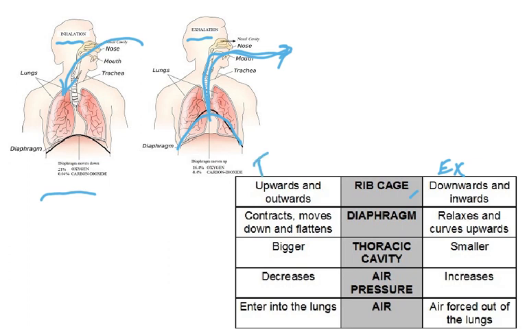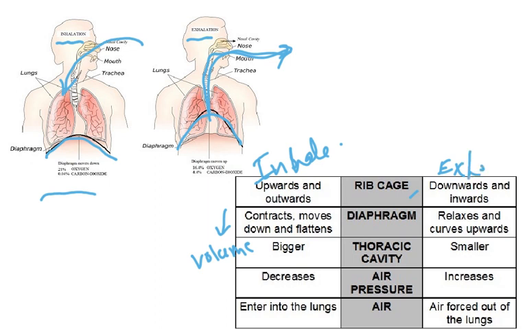And this is inhalation. So when you inhale, what is going to happen? The rib cage moves upwards and outwards. The intercostal muscles contract and move the rib cage upwards and outwards. The diaphragm muscle contracts, moves down and flattens like this. The thoracic cavity becomes bigger, so volume becomes bigger and pressure decreases. So air will move in from high pressure to low pressure.